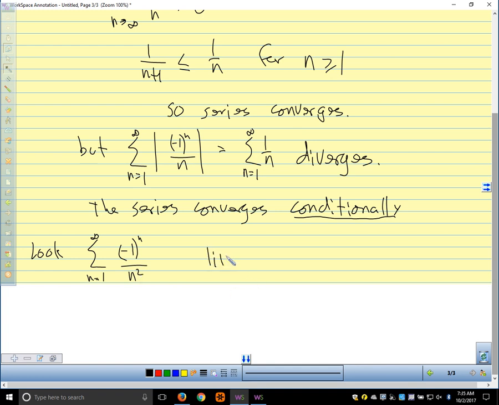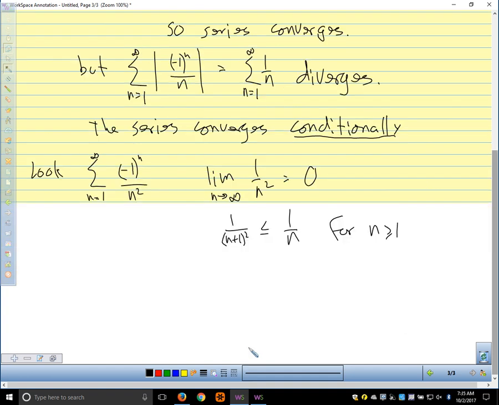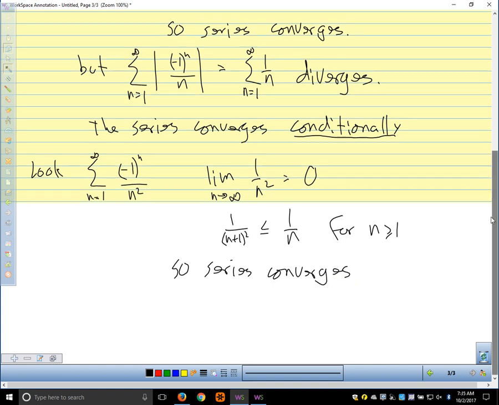And it's easy to see the limit as n approaches infinity of 1 over n squared equals 0, and that 1 over (n+1) squared is less than or equal to 1 over n squared for n greater than or equal to 1. That's easy to see. So that series converges. The alternating series converges.